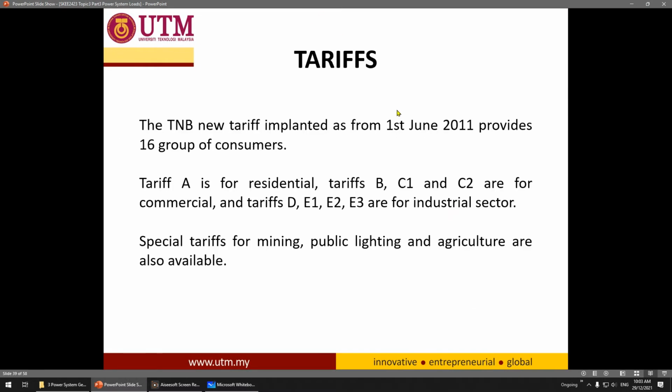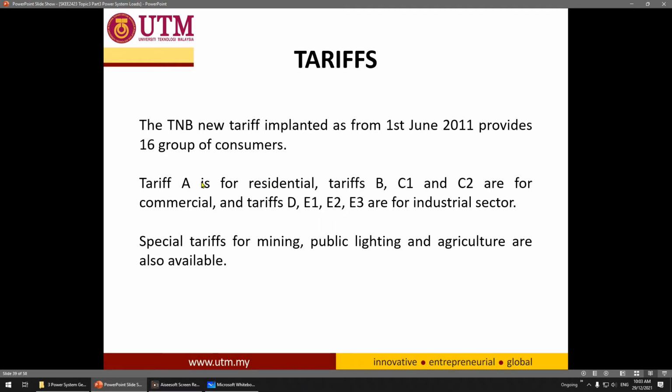Okay, so the TNB new tariff implemented from 1st June 2011 provides 16 groups of customers. So they have divisions depending on the customer. So you have 16 groups. So tariff A is residential. Okay, this is the standard one. Tariff B, C1 and C2 are for commercial. Tariff D, E1, E2, E3 is for industrial. Special tariffs for mining, public lighting, algae culture are also available. So different groups of people, different tariffs.